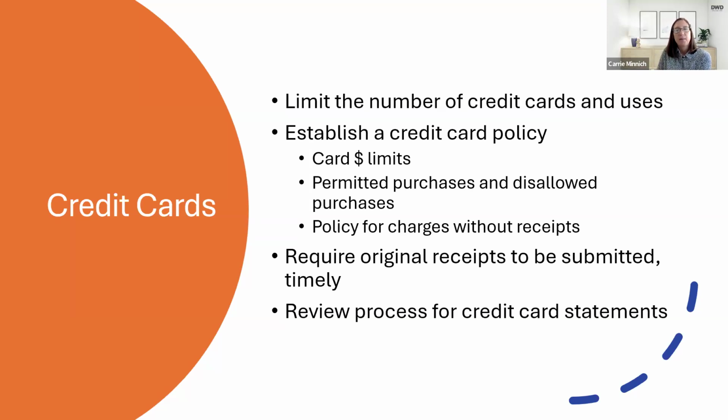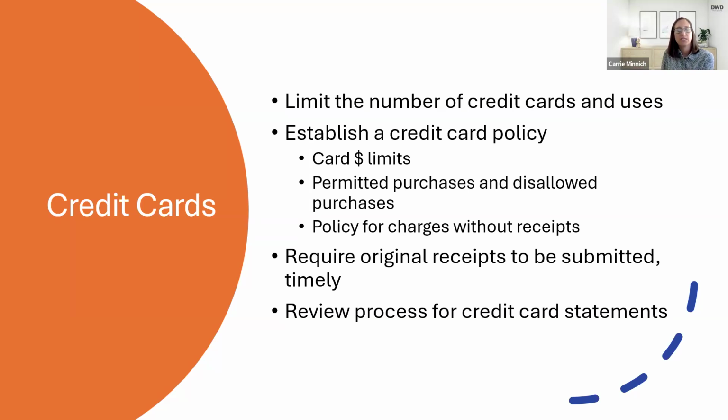There should be a policy in place for what happens if you use a credit card and there's no receipt. So for example, if you go to a parking garage and you don't get the ticket, what happens? Is it okay to just have that employee make a note, sign it, say this is for parking on this date? Or if you don't have a receipt, is it not reimbursable by the organization, and you're going to make sure that the employee has to pay for that personally? So there's different ways to go about that, but there should be some kind of policy in place.